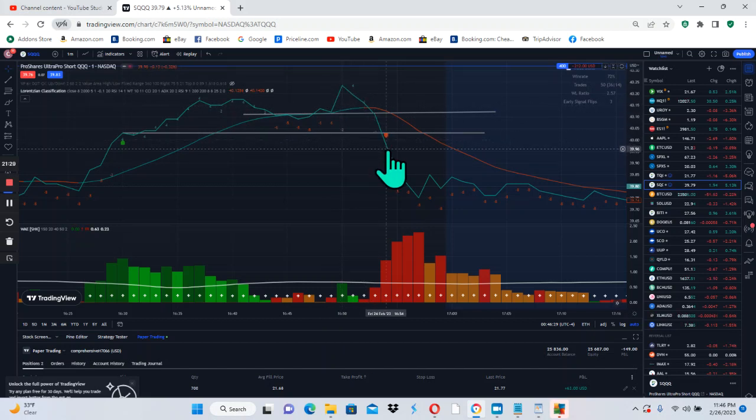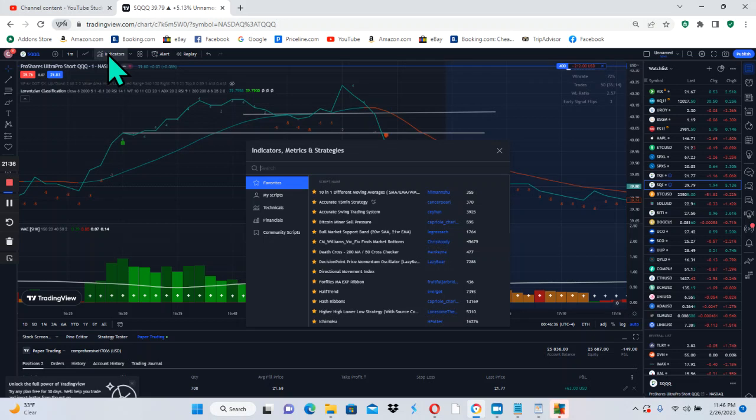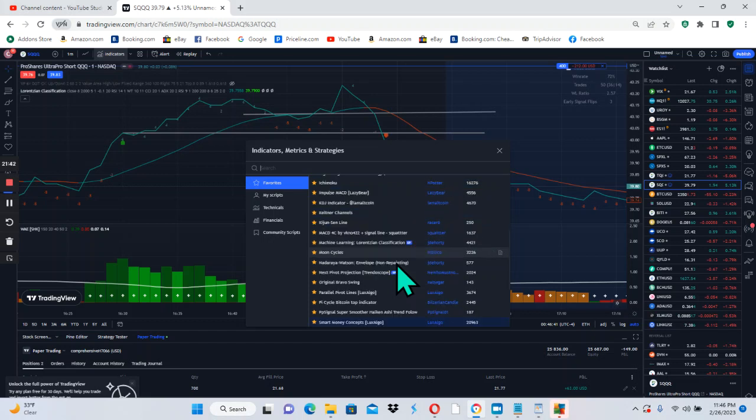So when you see on SQQQ the machine learning indicator, which is this one here, let's bring this up so you guys can set this up on your own system. Let's see how you can find that and set this up in TradingView.